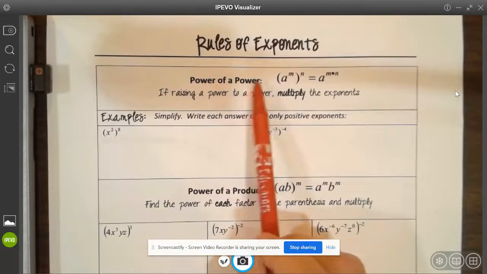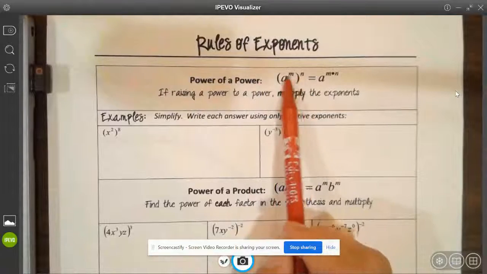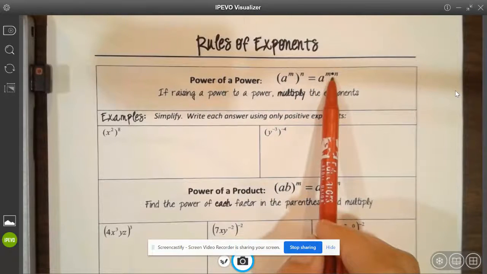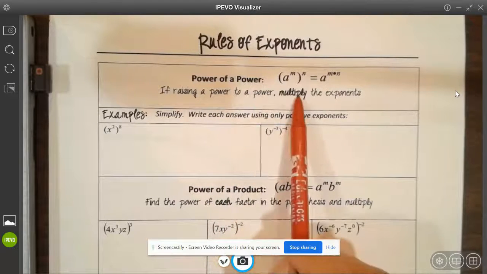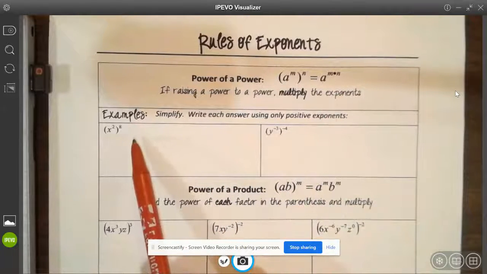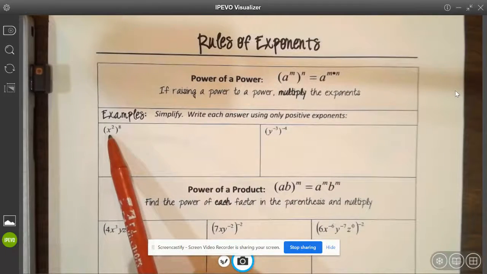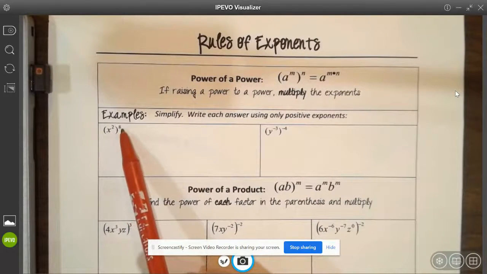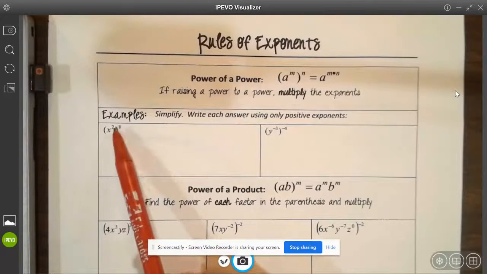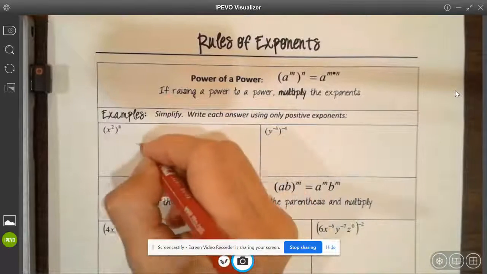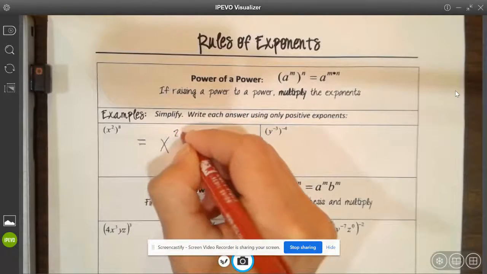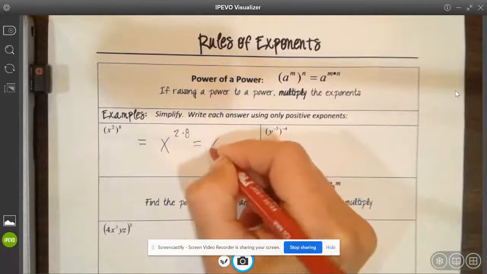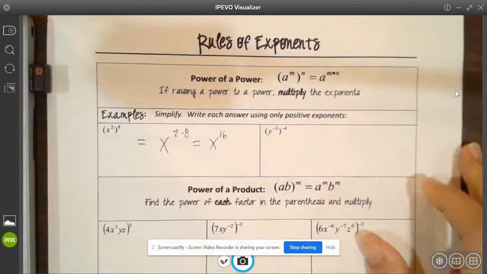So power of a power. When you have two powers, you're going to multiply the powers. It says if raising a power to a power, multiply the exponents. So we're going to be doing that. So x to the power of 2, and then raised to the power of 8. So you multiply the exponents. So the answer is x, and then 2 times 8, which is x to the 16th power.